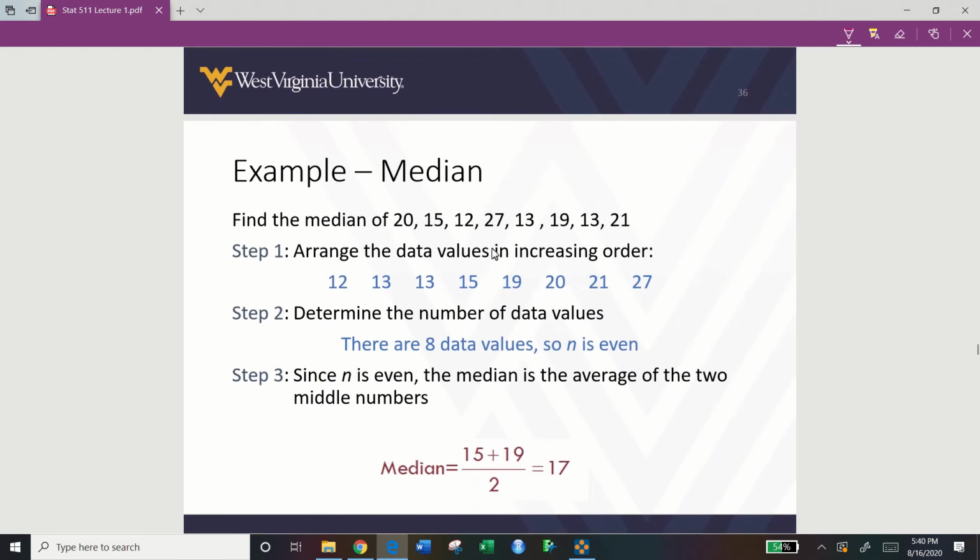If we have an even number of observations, start the same, arrange it least to greatest. We know that since it is even, we need to take it down to our middle 2 observations. And where's the halfway point? So 15 plus 19 divided by 2, our median is going to be 17.